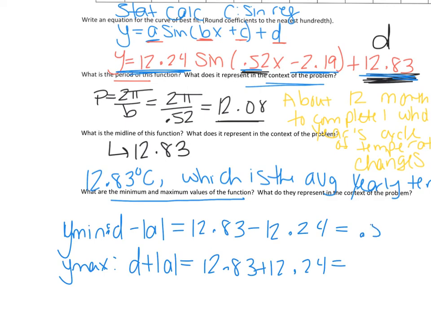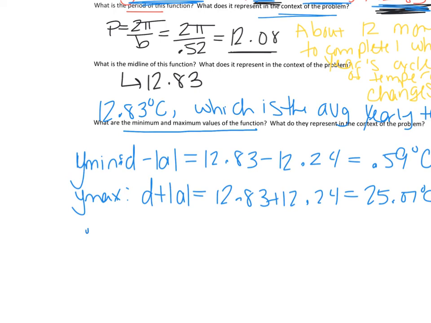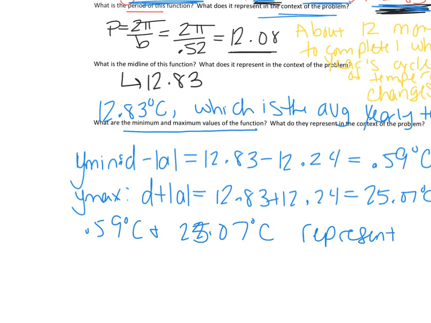So this is 0.59 degrees Celsius, and this is 25.07 degrees Celsius. And these values, 0.59 degrees Celsius and 25.07 degrees Celsius, represent the lowest and highest temps. And that's it. That's how you do a sine regression.